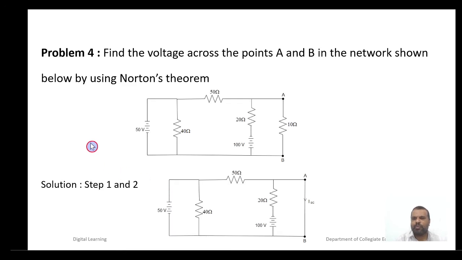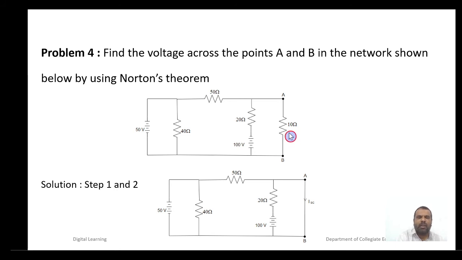Problem 4. Find the voltage across the points A and B in the network shown below by using Norton's theorem. 50 volt battery, 40 ohm resistance, 50 ohm resistance, 20 ohm resistance, 100 volt battery, and the two terminals A and B, and a load resistance of 10 ohm.